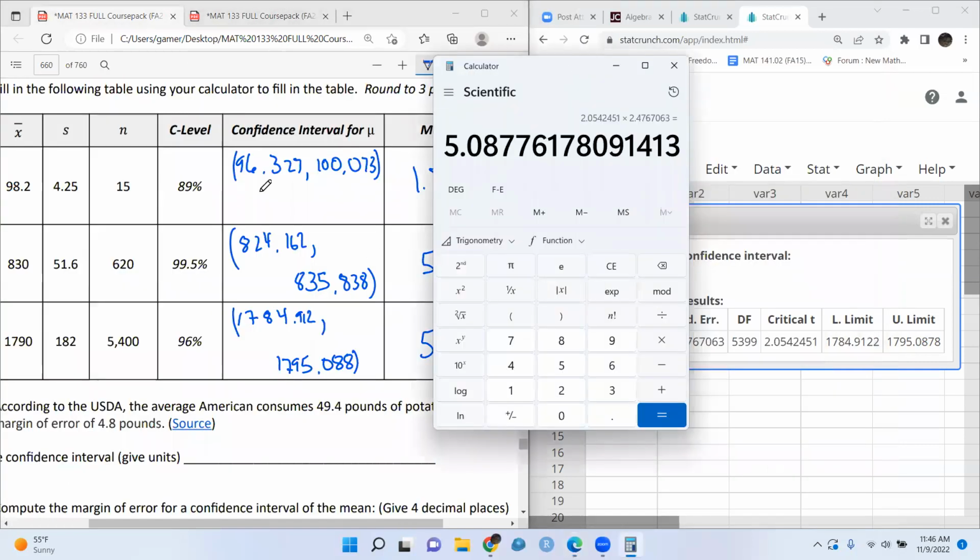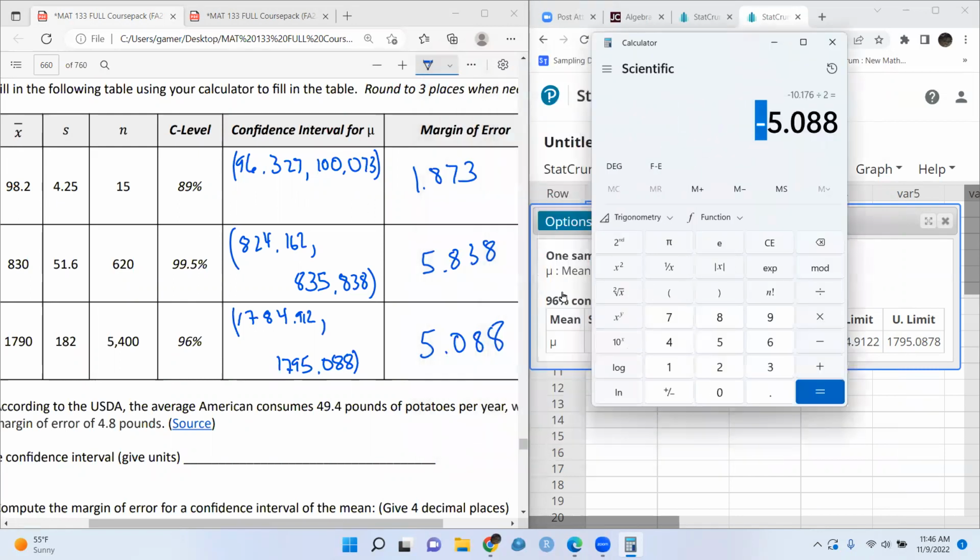If you're using the interval itself, 1784.912 minus 1795.088 divided by 2. Oops, I subtracted them in the wrong direction. That's okay. I just make this positive and we're good.